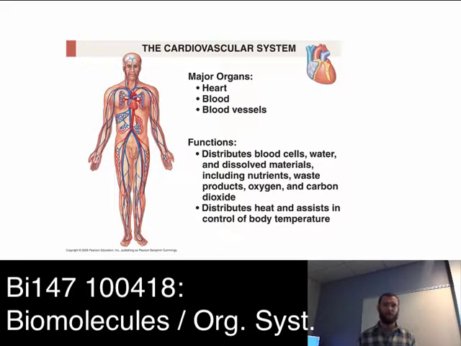The entire job of the cardiovascular system is simply for the heart, the pump, to push the blood around the body through the vessels. And that blood is the way in which we distribute oxygen and nutrients and move wastes away from the cells that our body requires. So, it distributes blood cells, water, dissolved materials, nutrients, waste, oxygen. Oh, and brings carbon dioxide, right? Brings carbon dioxide from the cells of our body to the lungs so that we can blow the carbon dioxide out.